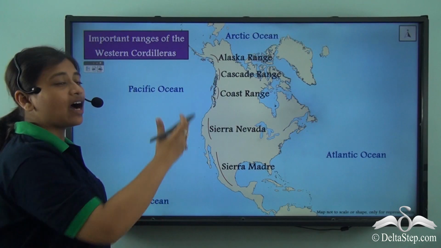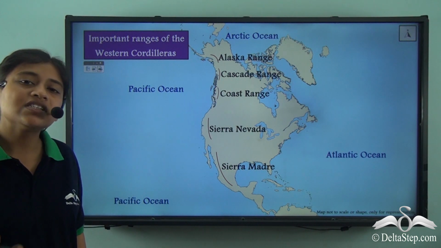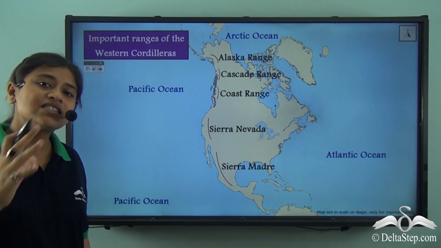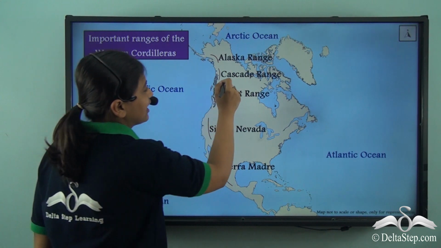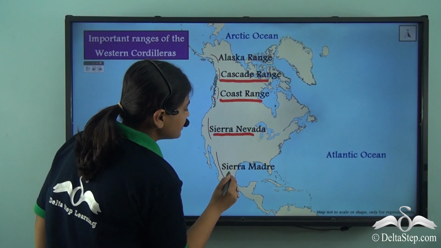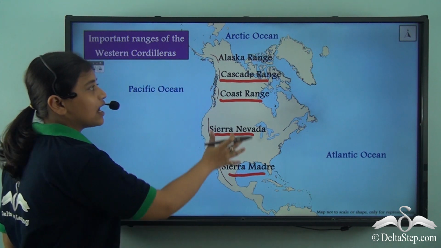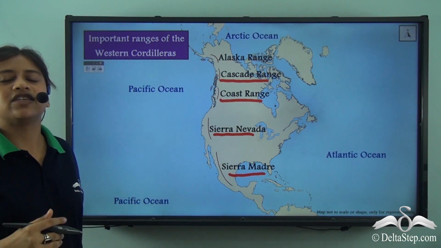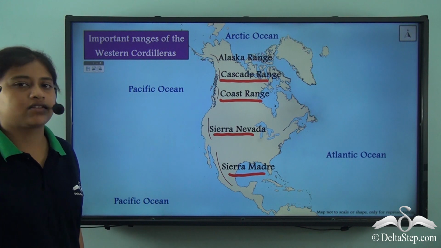Now, other than the Alaska Range, other important mountain ranges of the Western Cordilleras are the Cascade Range, Coast Range, Sierra Nevada and Sierra Madre. So these are some of the most important mountain ranges of the Western Cordilleras.